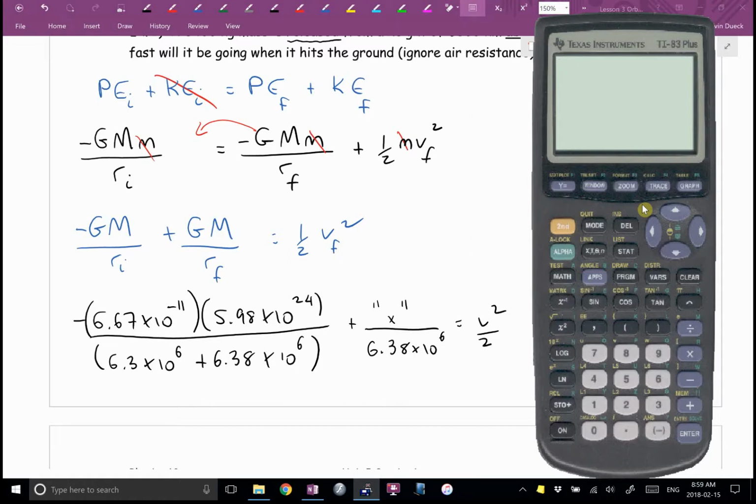Here's what we're going to do. We're going to type in only the first fraction. Negative 6, negative, Mr. Duick, negative 6.67. Hit your scientific notation button, wherever it is, negative 11, times 5.98. Hit your scientific notation button, 24, divided by, I have to put the bottom in brackets, 6.3, scientific notation button 6, plus 6.38, scientific notation button 6. And stop typing once you've typed the first fraction. And you'd hit enter.